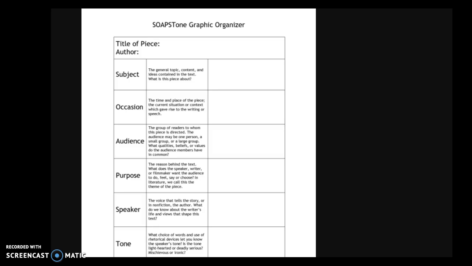The next one is audience. So who would be reading this? Where was this text supposed to land? Who are the people that this text is geared for? And all of these kind of add in as we dive into purpose, which is the next one.